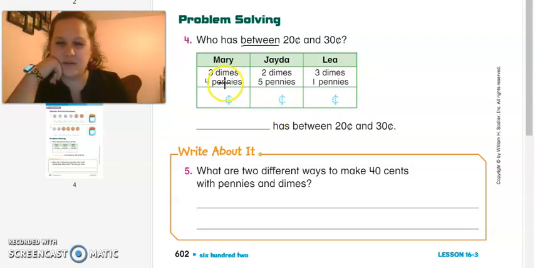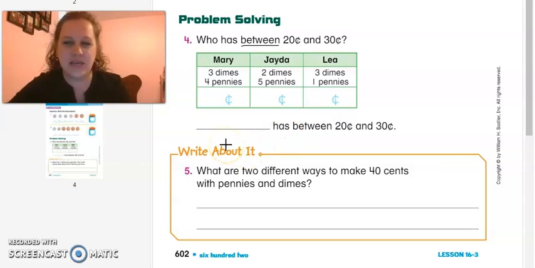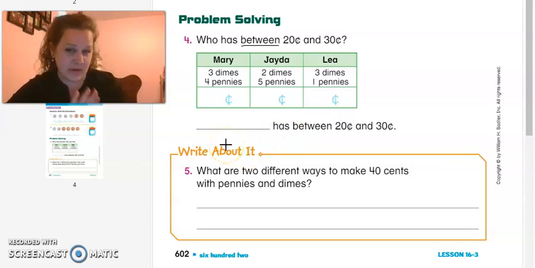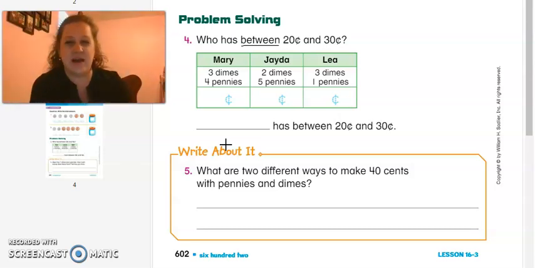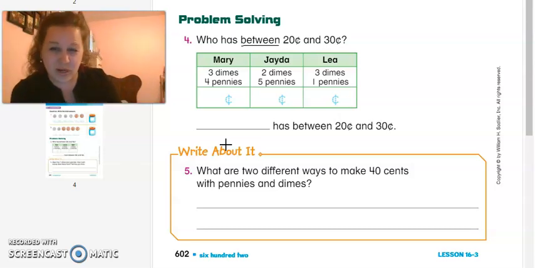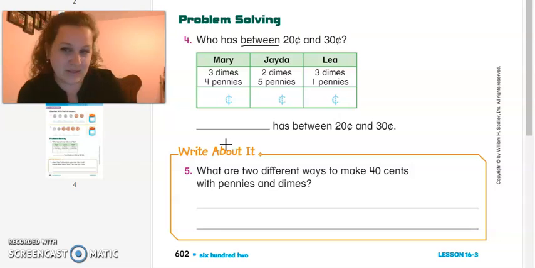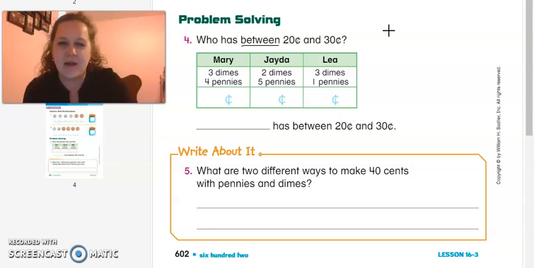So we're going to look at Mary, Jada, and Lee and see how much they each have. Now, if we were at school, I would have some pennies and dimes on the table that we could work with and we could figure this out. But because we're not at school, we're going to get creative. And Miss Cleveland's going to draw some pictures as best as I can so that we can figure out how much each of these ladies has. All right, so we're going to start with Mary.